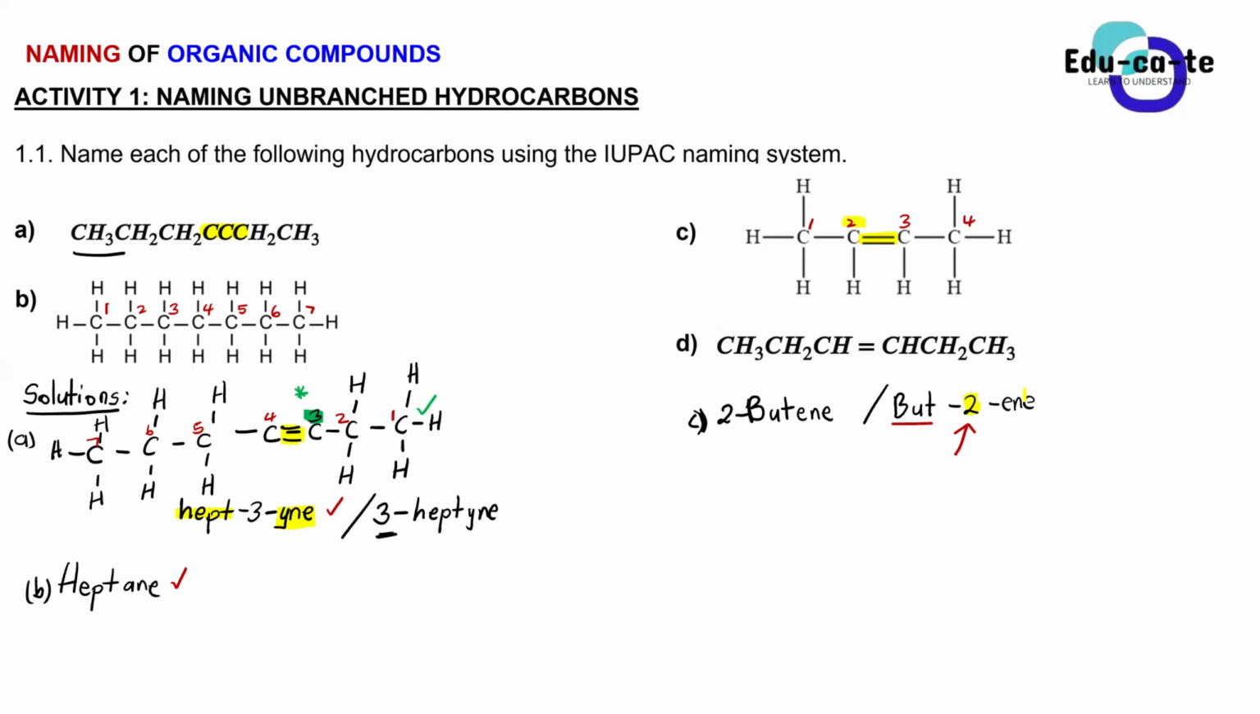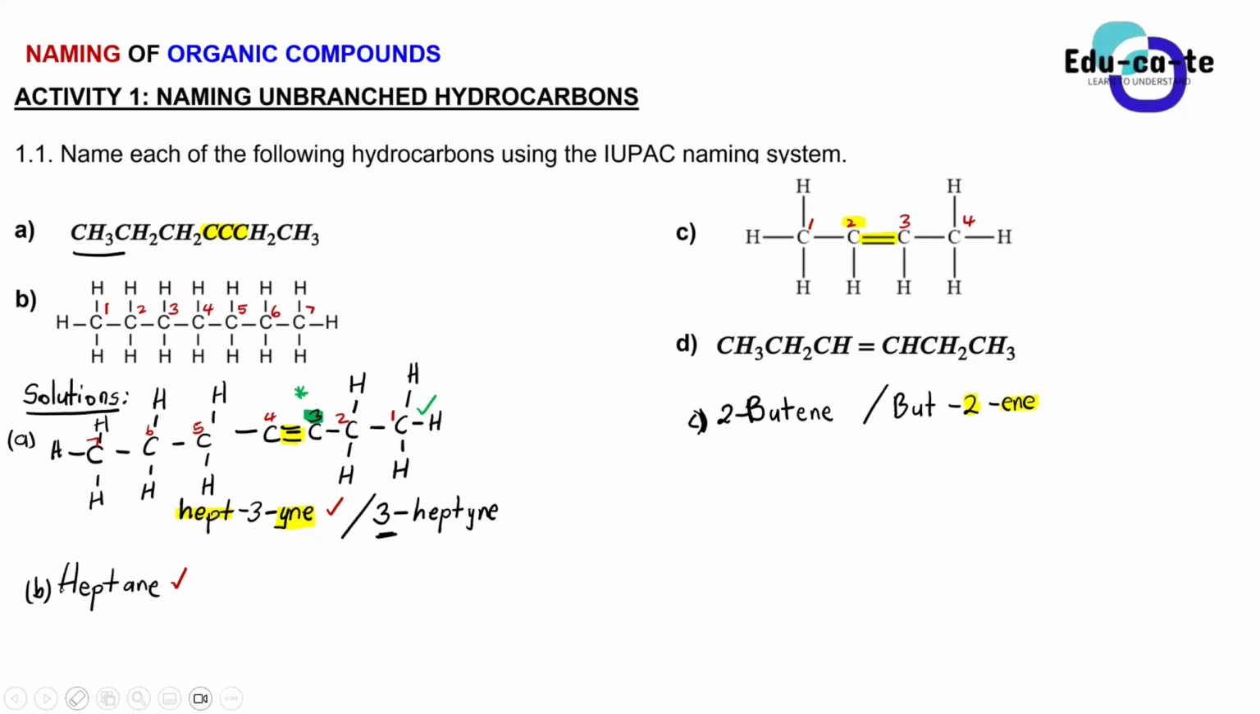And then the last part of the name, it is the what? The suffix, which tells you the homologous series to which this compound belongs. In this case, this belongs to alkenes because we can see a double bond as the functional group. Is that clear, guys?